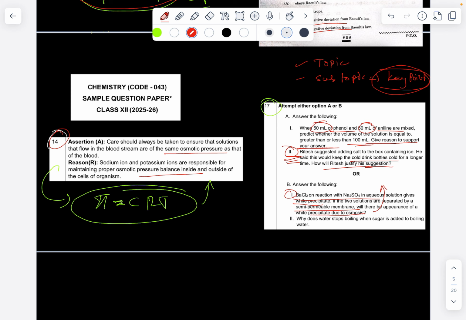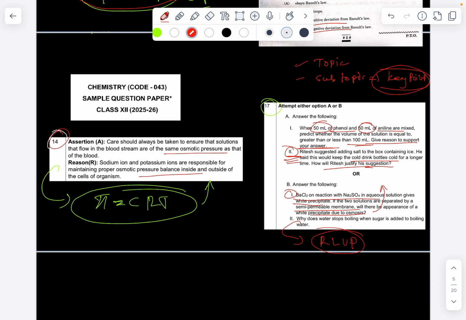And why does water stop boiling when sugar is added to the boiling water? This question again is the relative lowering of vapor pressure concept only. So to secure good marks, you need to concentrate on colligative properties, osmotic pressure, relative lowering of vapor pressure, depression of freezing point, and ideal and non-ideal solution.